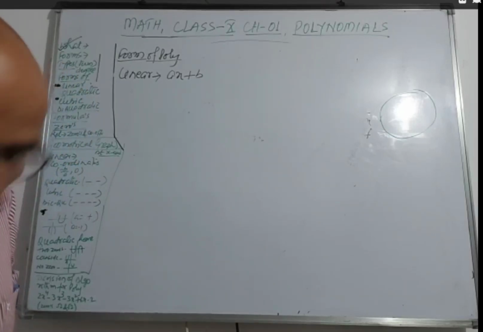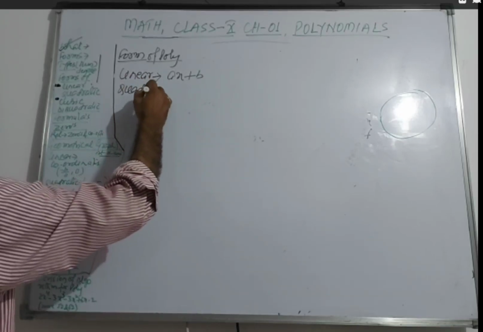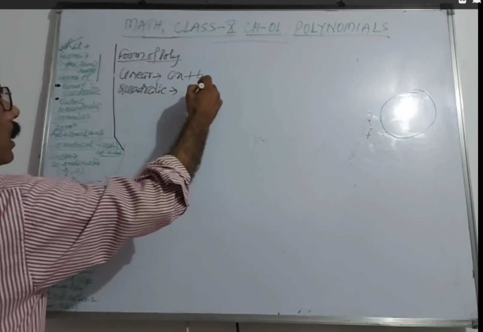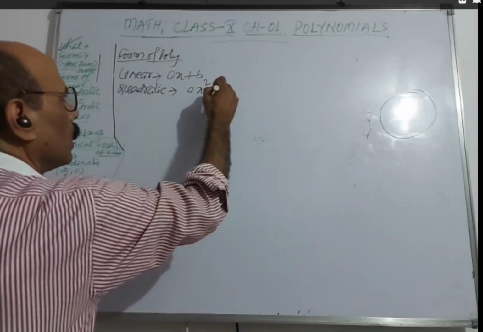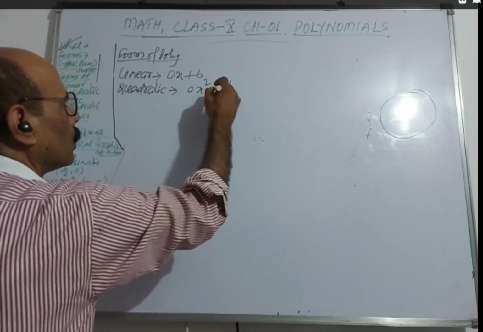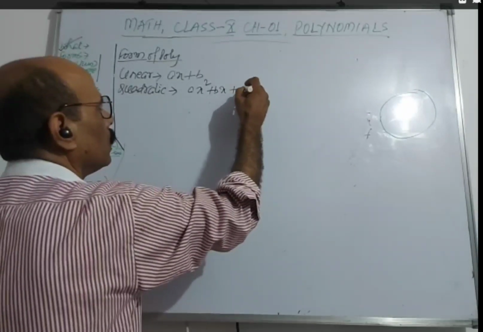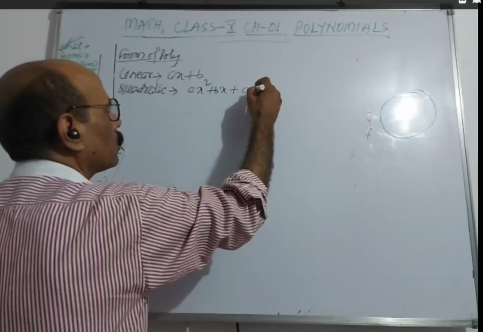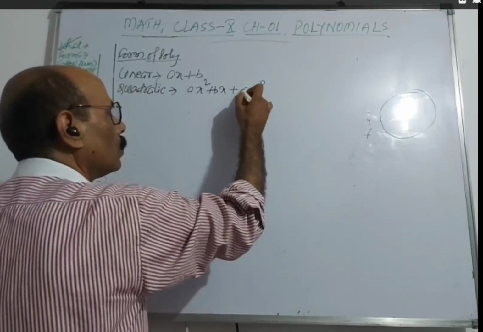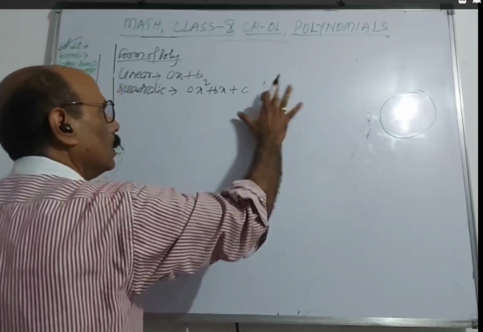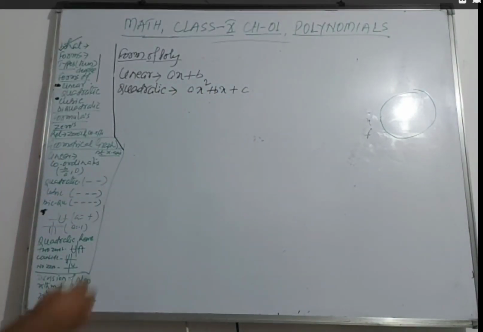If this is ax plus b, then for quadratic, x has to be power 2. Here first will be this, second plus bx, with x to the power 1, and 1 no need to write. Then another, coefficient c and x to the power 0. No need to write because this is equal to 1, and 1 into c, so finally we write only c. So ax square plus bx plus c is the form of quadratic.